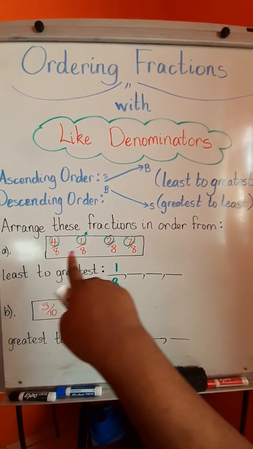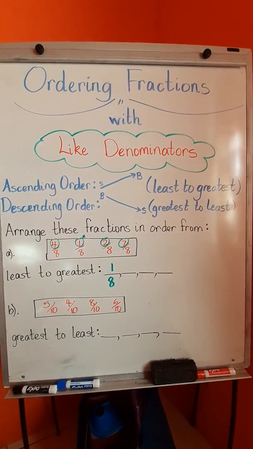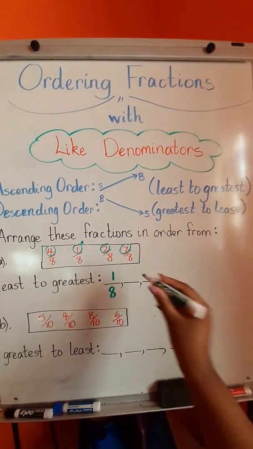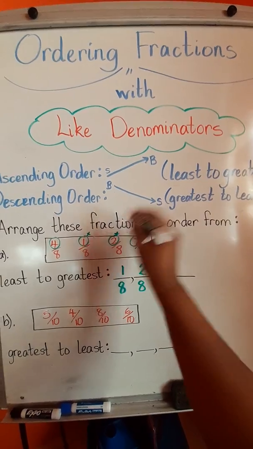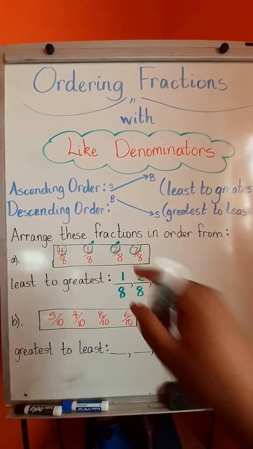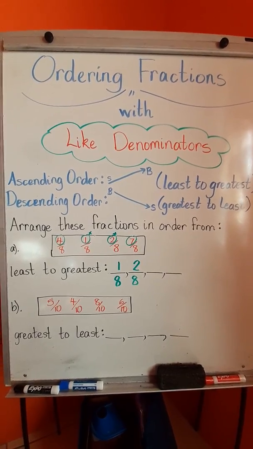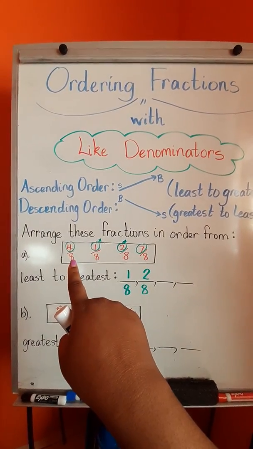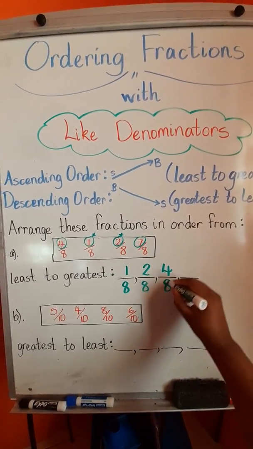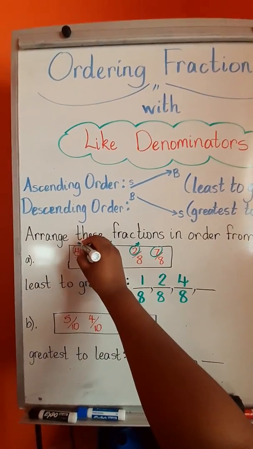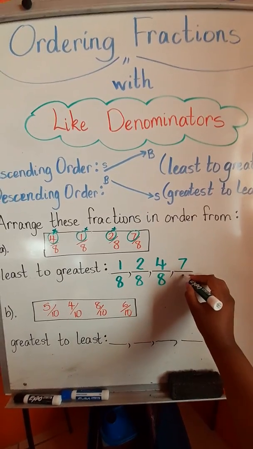Now we have 4, 2, and 7 left. Which is the least amount now? 2. So the second fraction is 2 over 8. Now we have 4 and we have 7. Which is the least amount now? 4. So 4 over 8 would be our next fraction. And our last fraction, the biggest out of all of the fractions, is 7 over 8.